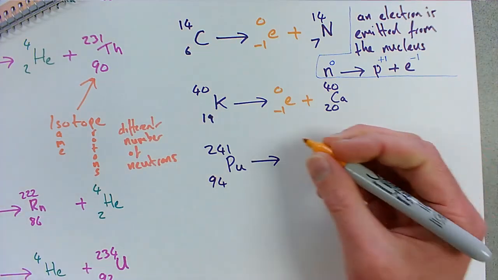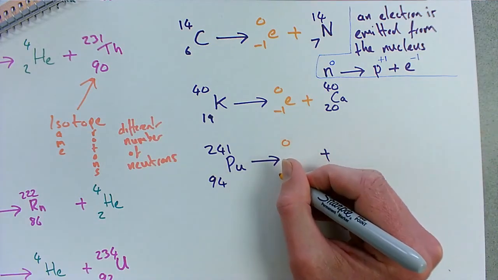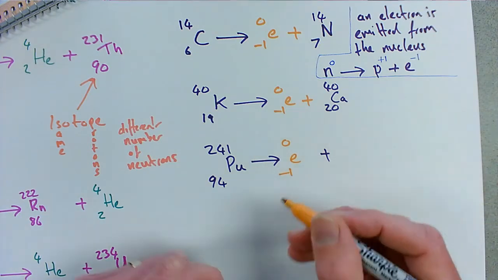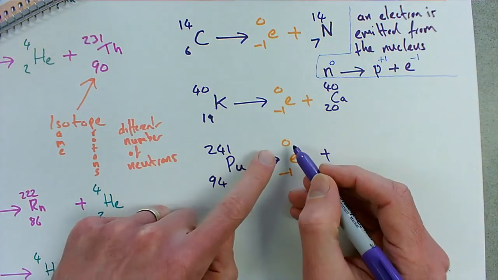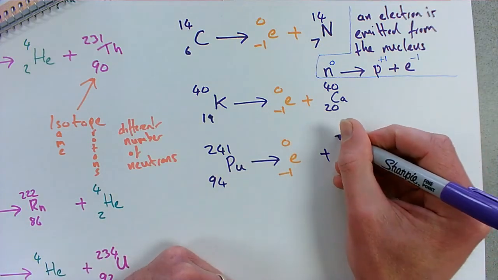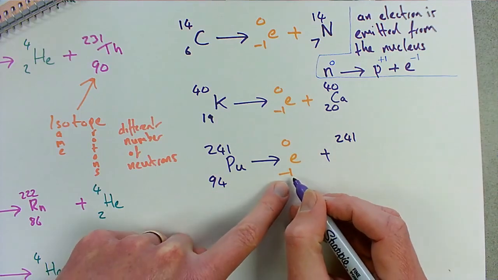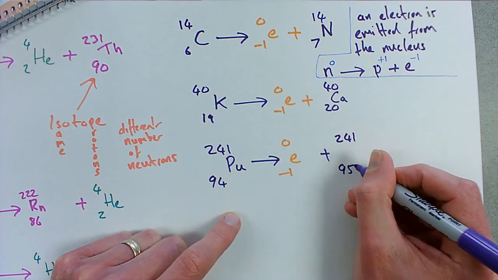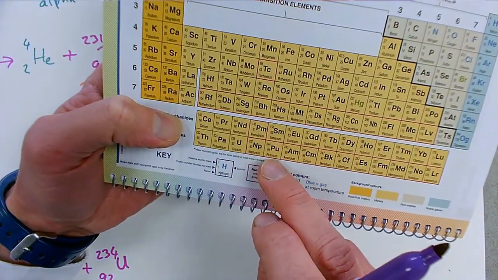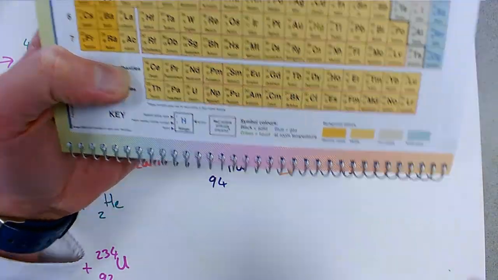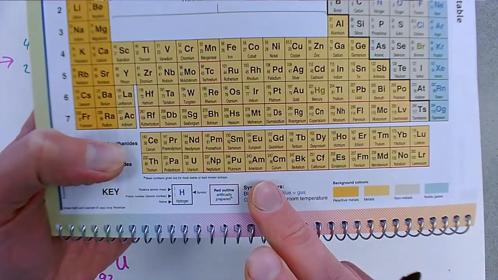Right, hopefully you had a go at that. Let's put in our beta. So it's given off a beta particle, that fast moving electron. Top number, 241 minus 0, stays as 241, that bit's easy. 94 minus 1, that becomes 95. Grab our periodic table, something with the atomic number 95, americium. AM. Okay.